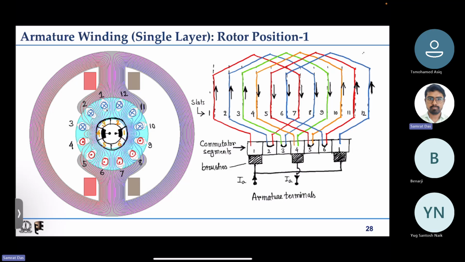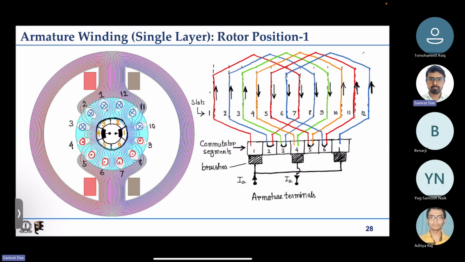So we also understood how to decide the number of commutator segments and the number of brushes. The number of commutator segments is simply the number of coils that we have. If we have 12 slots in a single layer winding, then we have 6 coils, so we need to have 6 commutator segments. Similarly, if we have a lap winding and two poles, then the number of parallel paths is 2, so we have to put two brushes.